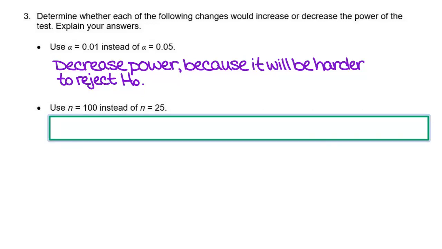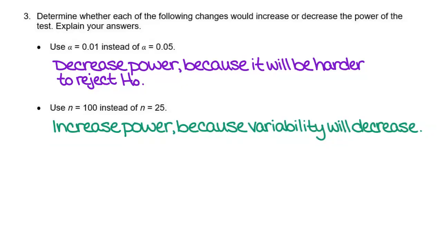What about if we used n of 100 instead of n of 25? It's going to increase because it's going to decrease the variability. So those normal distributions are going to get narrower, which means there's less overlap.